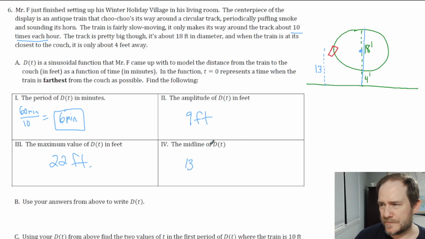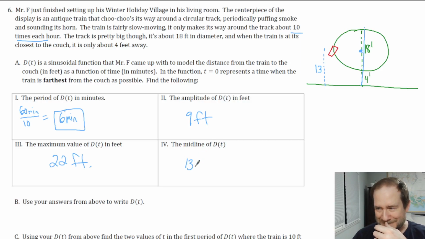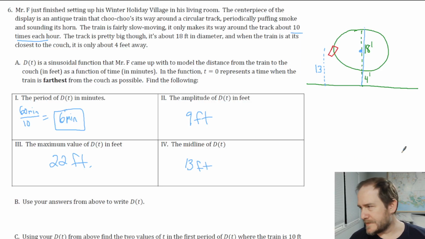I don't know, depending on how I'm framing this, the midline value, what do I want here? I think just say the number in feet, so 13 feet. Okay, I think that's easy. Now use your answers from above to actually write the function d of t.